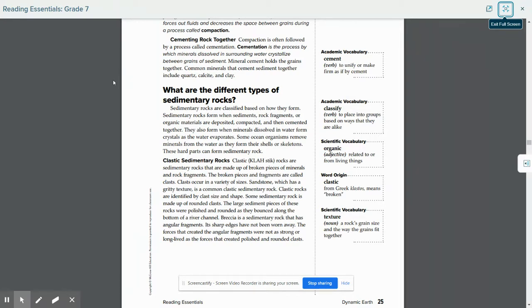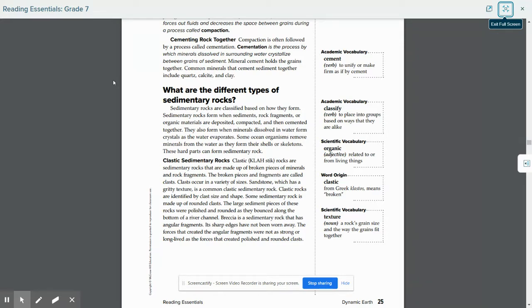Clastic sedimentary rocks. Clastic rocks are sedimentary rocks that are made up of broken pieces of minerals and rock fragments. The broken pieces and fragments are called clasts. Clasts occur in a variety of sizes. Sandstone, which has a gritty texture, is a common clastic sedimentary rock. Clastic rocks are identified by clast size and shape.